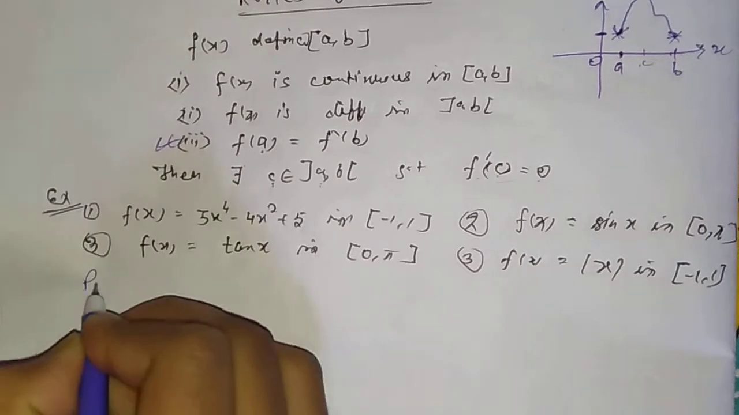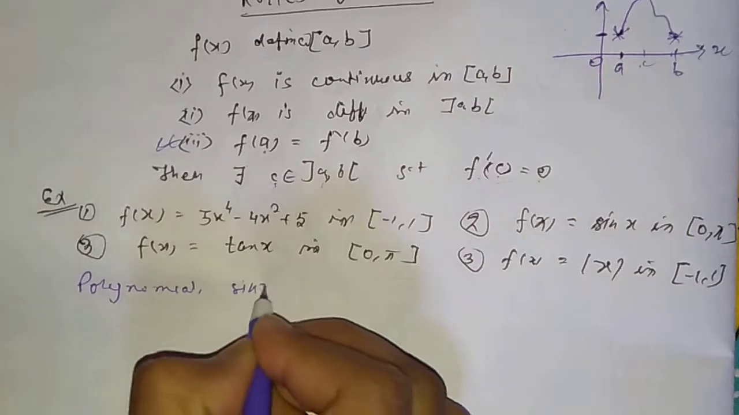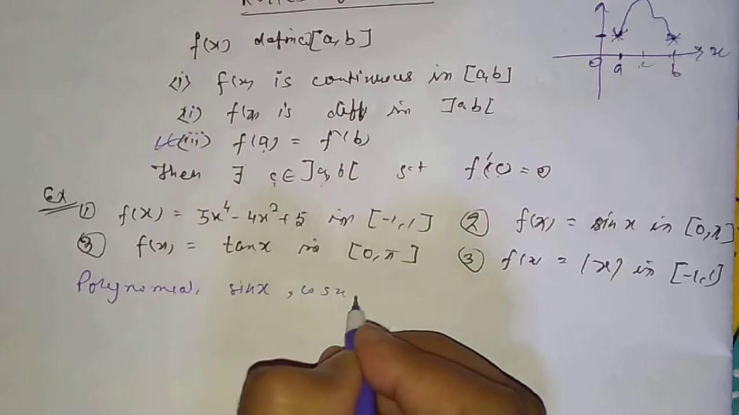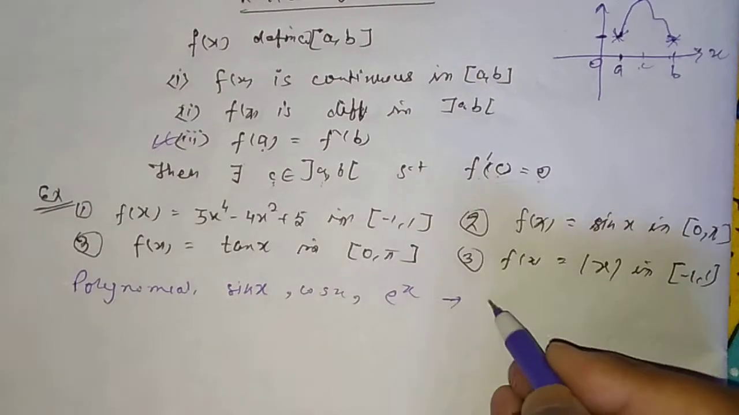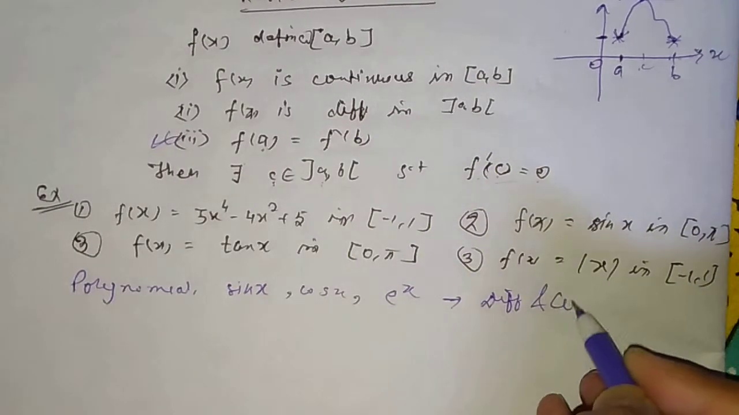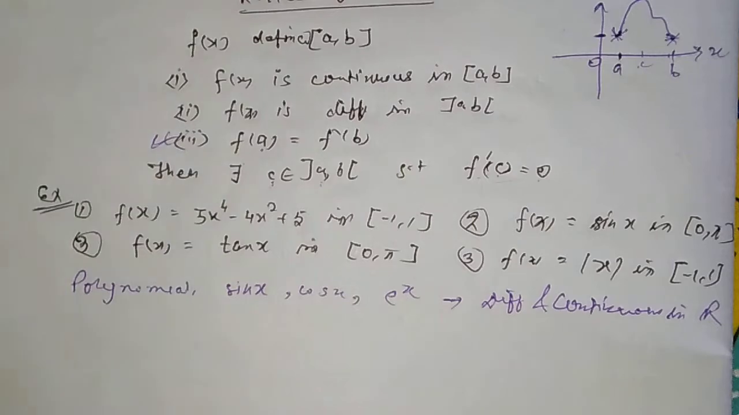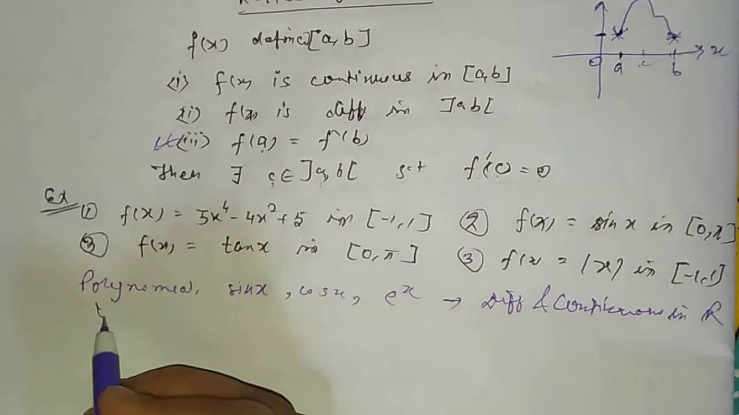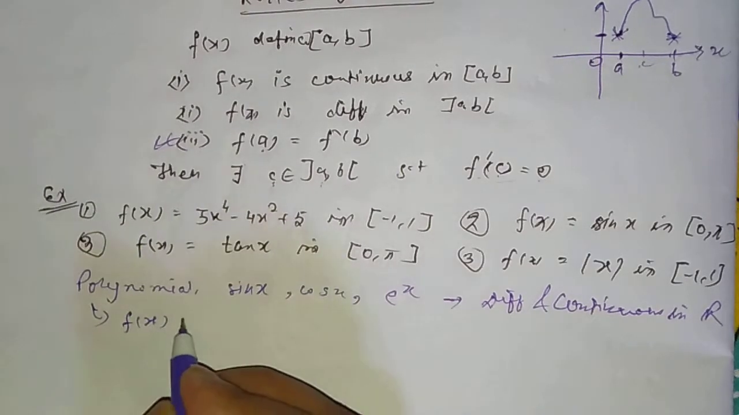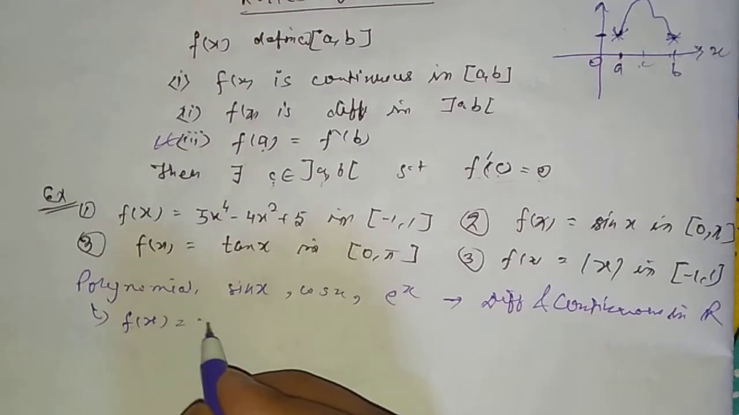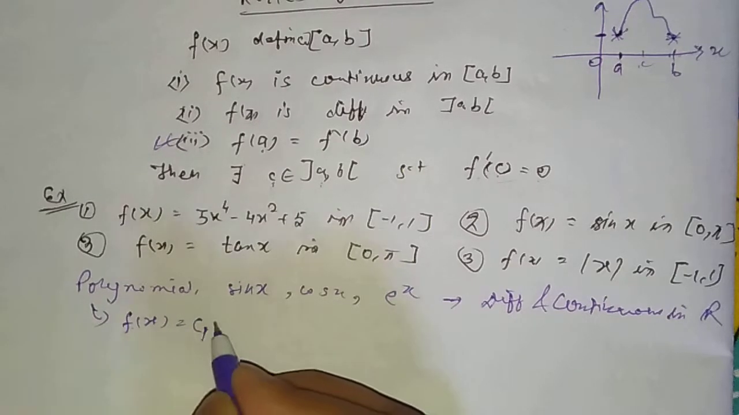First we know that the polynomial function, the trigonometric functions containing sin x or cos x, and the exponential function, all three of these functions are differentiable and continuous on the whole of R, that is, the whole set of real numbers. We can define a polynomial function as follows: if x is any variable, then f(x) must be like c1 x^n.